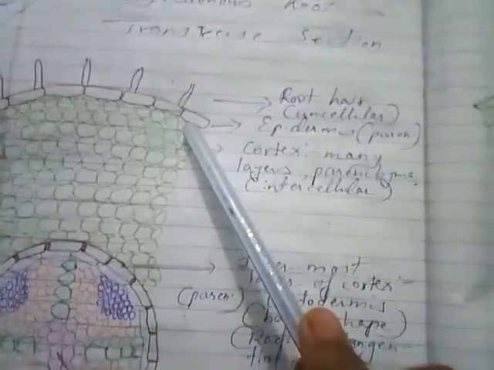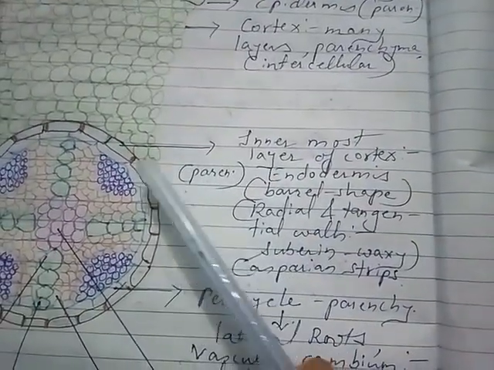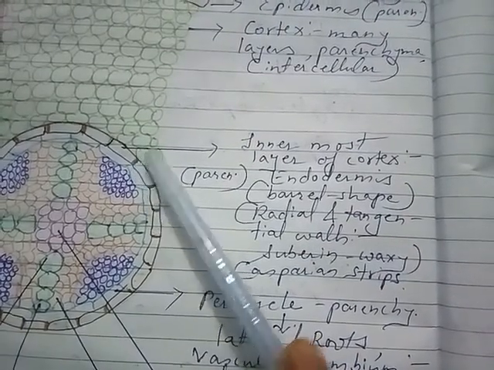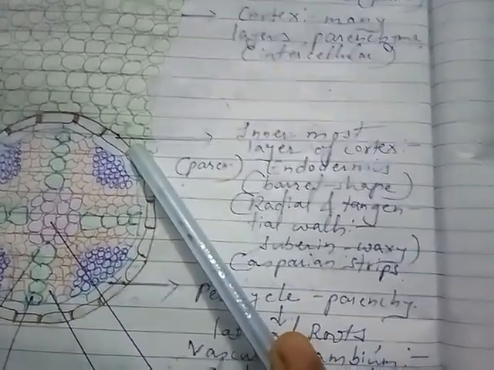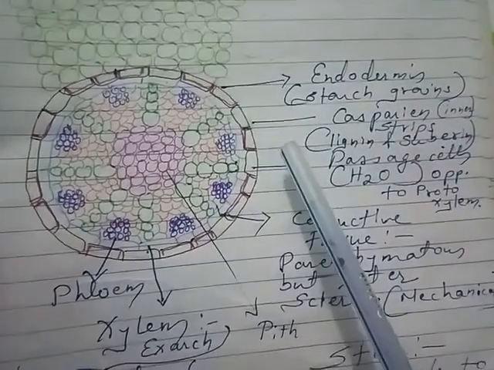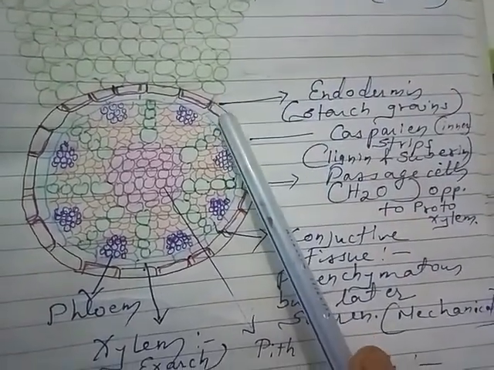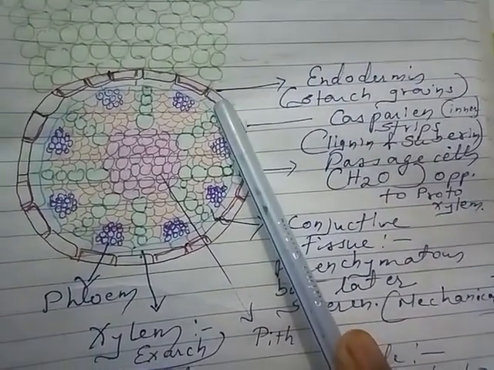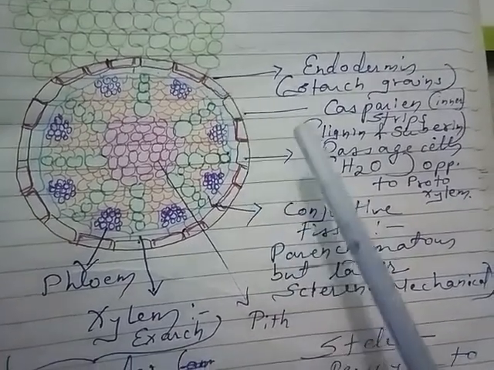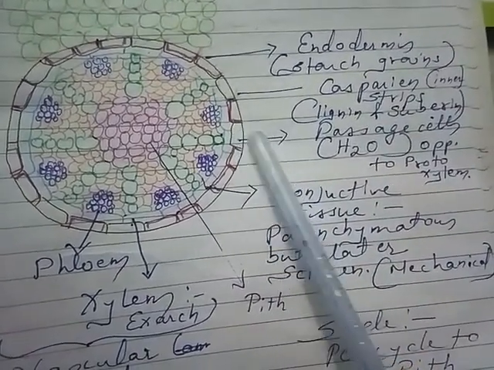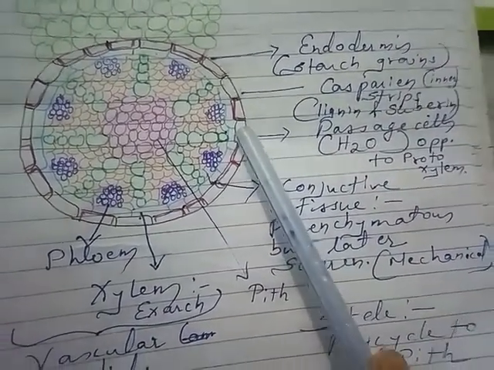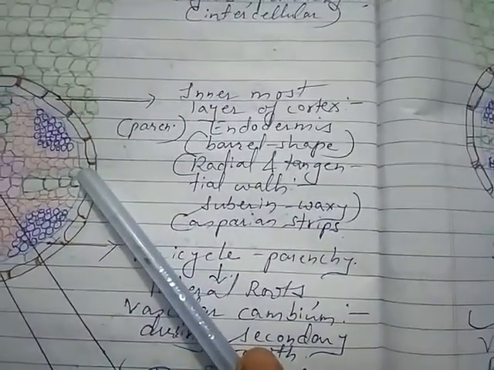So if we compare the root of dicot and that of monocot, the difference is in the endodermis. In the dicot, only the radial walls have the Casparian strip, while in the monocot, the radial as well as the inner walls have the Casparian strip, a deposition of suberin. So passage cells are present in the monocot root, while in the dicot root they are absent.